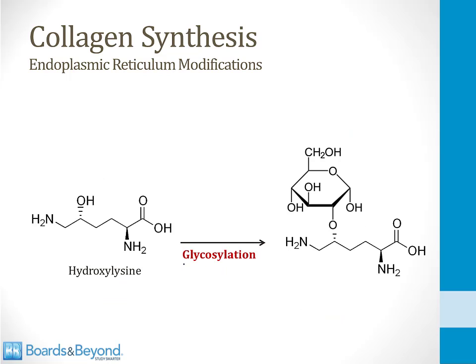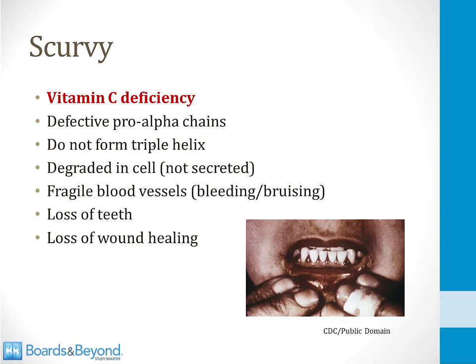And shown on this slide is the process of glycosylation. The hydroxylysine amino acids that were formed by the process on the last slide can be glycosylated so that a sugar molecule, often a glucose, but sometimes another sugar, is added to the hydroxylysine, and it is then said to be glycosylated.